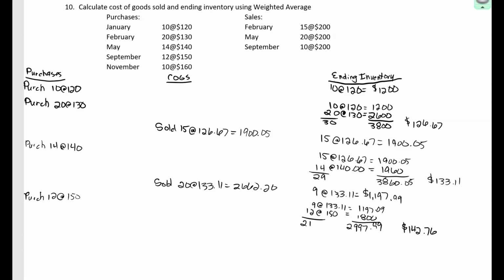Okay, almost done with this first one. We sold 10 at 142.76, which is $1,427.60. We sold 10, we had 21, which means we have 11 left in inventory. And the 11 we have left is at the 142.76. You only calculate the new cost of inventory when you purchase more, not when you sell more.